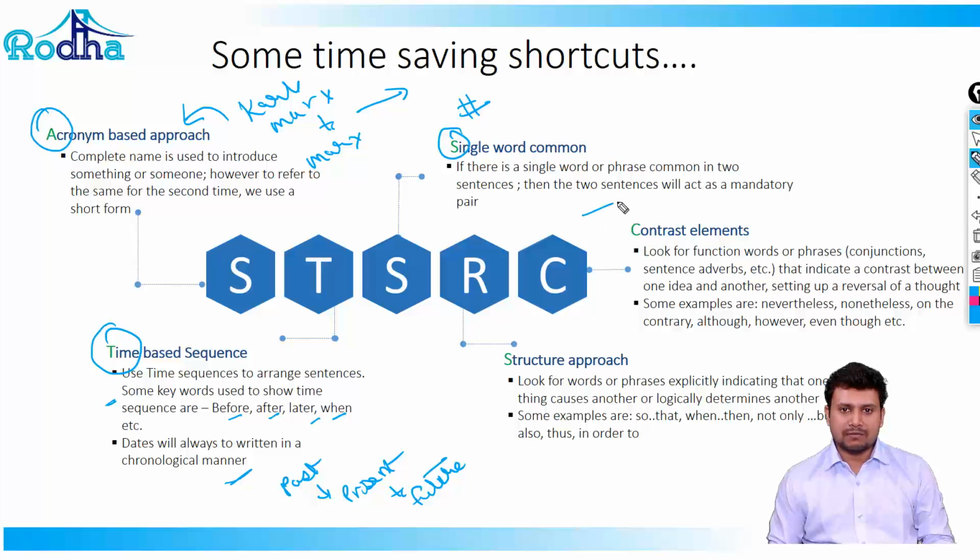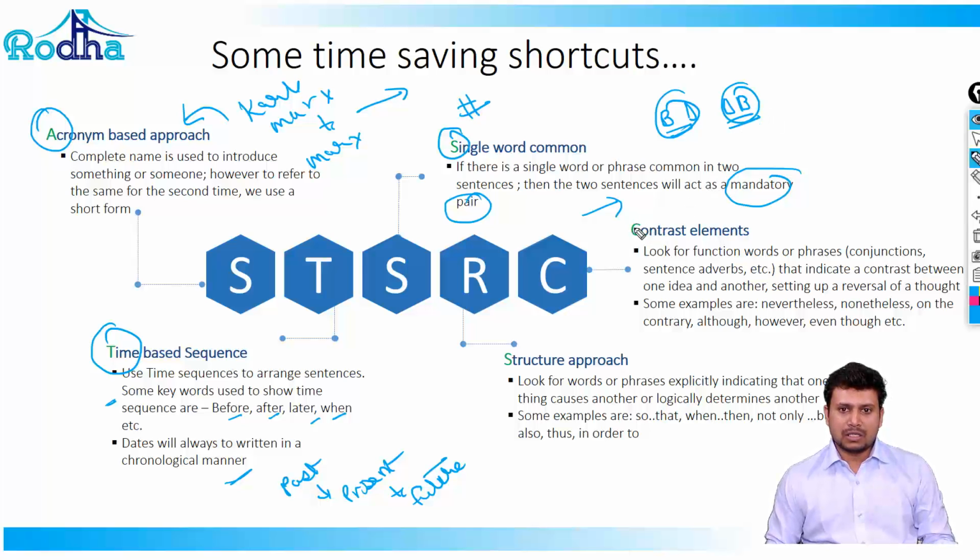So when that satisfies the condition, then you can say that these two sentences form a mandatory pair. So let's say you find a word common in sentence B and sentence D, you will know that the link is either BD or DB, and that also helps you to eliminate options faster.